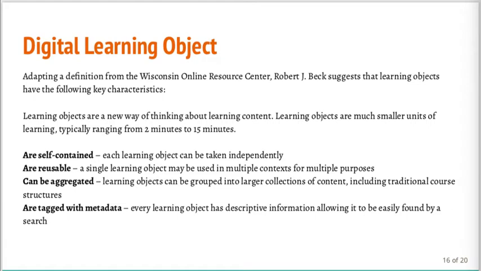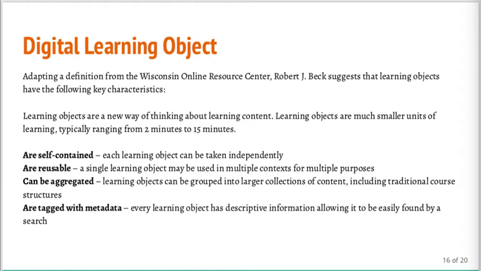These are the key characteristics for any learning object that should have some potential to promote learning. Learning objects are a new way of thinking about learning content. Learning objects are much smaller units of learning, typically ranging from 2 to 15 minutes, with script, images, videos, graphics, animations or any multimedia resources, which are the attributes of e-learning. Learning objects are self-contained or reusable, and can be aggregated or tagged with metadata.